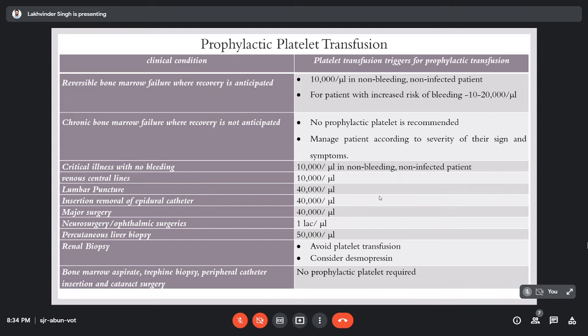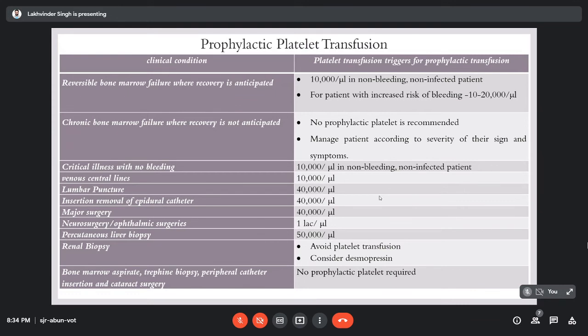There are WHO grades of bleeding with platelet deficiency, so that can be followed. Patient in ICU with no bleeding, then you have to keep a threshold of 10,000. Below that, you transfuse. For venous central lines, again 10,000. For lumbar punctures, insertion of epidural catheters. For major surgeries also, like even for cesarean sections, they say 40,000 platelet count is more than sufficient. For normal vaginal deliveries, 20,000 is sufficient.